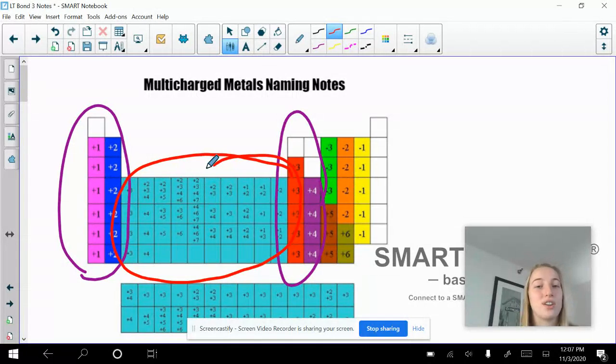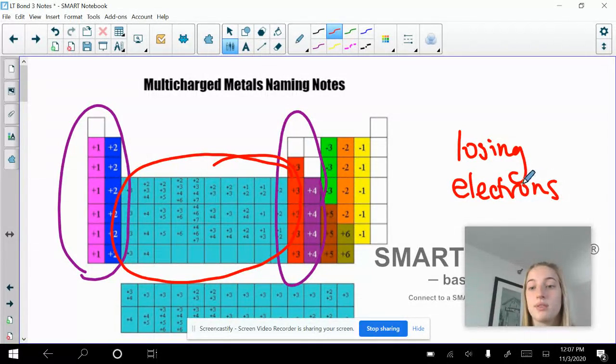This is, in our group, hopefully it's familiar to you, our transition metals. So first thing to look at, same as our other metals, all of the charges that we see here are positive. So even though we have multiple charges, all of the multiple charges are positive. This means that we are losing electrons. That's really important as we continue to talk about our bonding, especially our ionic bonds.